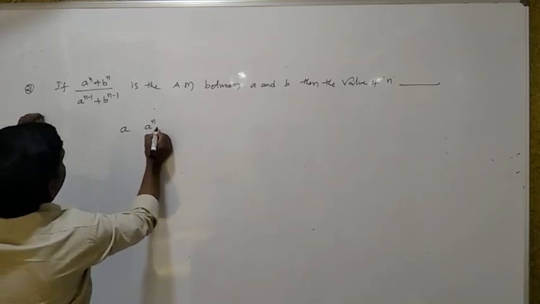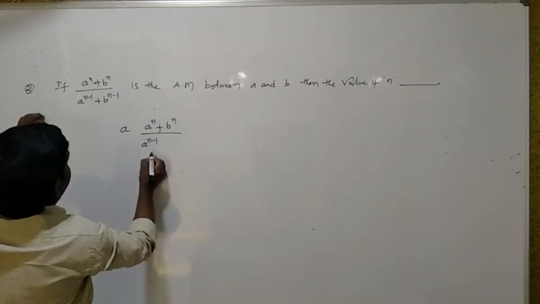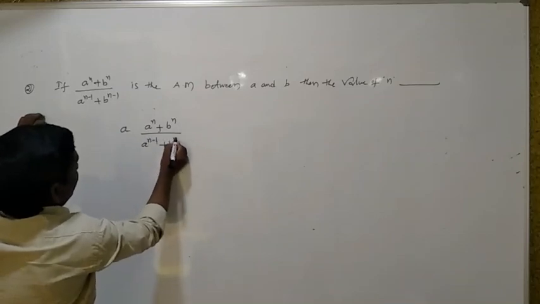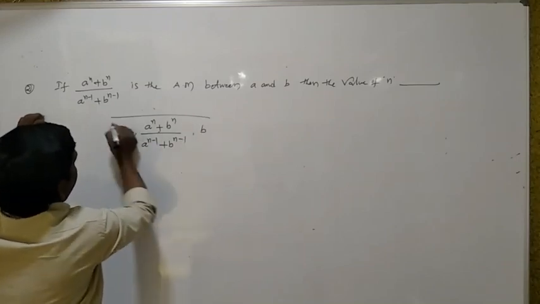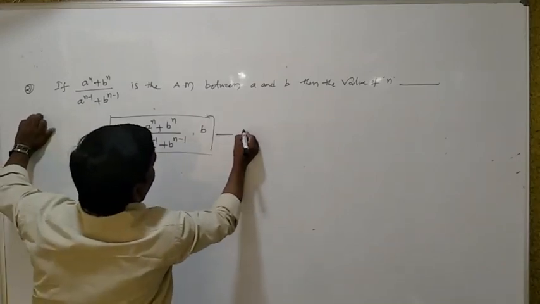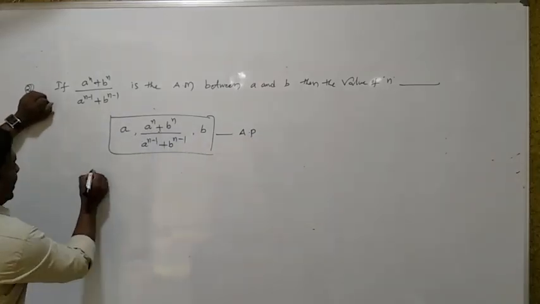a power n plus b power n by a power n minus 1 plus b power n minus 1 comma b, they are in AP. So take n equal to 1.